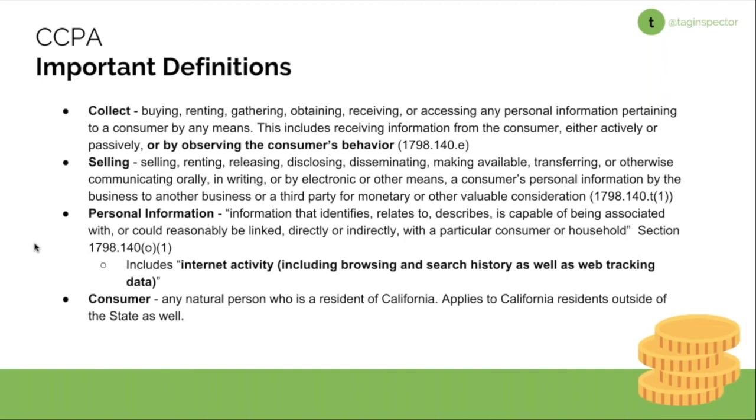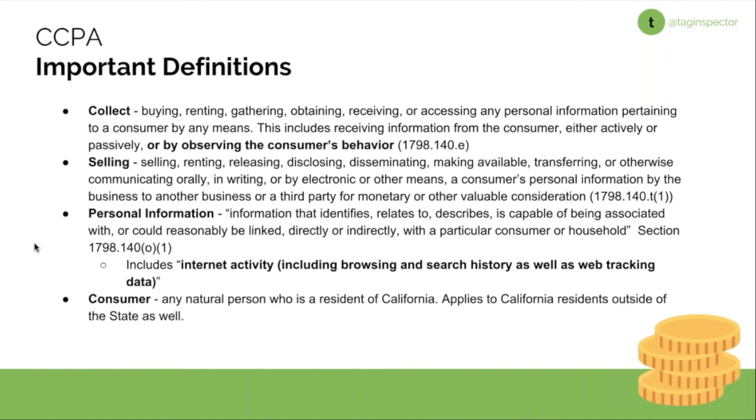Selling, renting, releasing, disclosing, disseminating, making available, transferring, all that constitutes selling of personal information. So again, transferring, that's huge. If you're working with third parties, you're transferring audiences for advertising purposes from one platform to another. That's selling that information basically, as long as there is some sort of valuable consideration or monetary gain from doing so.